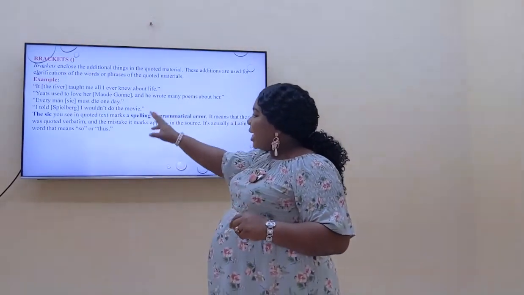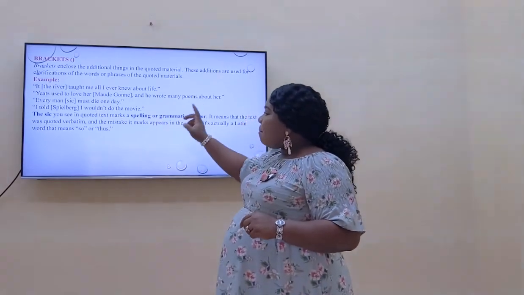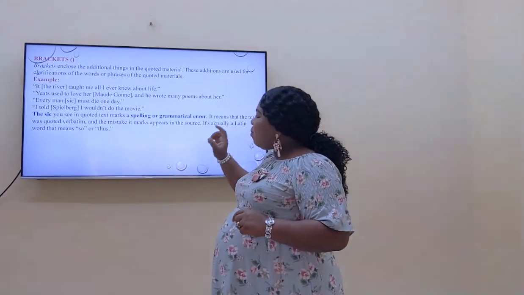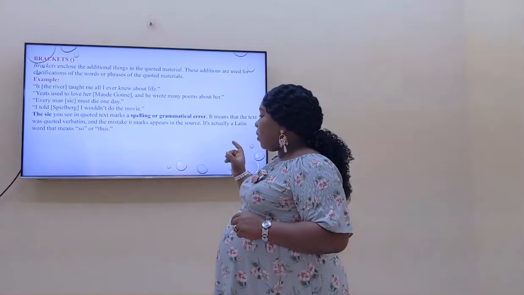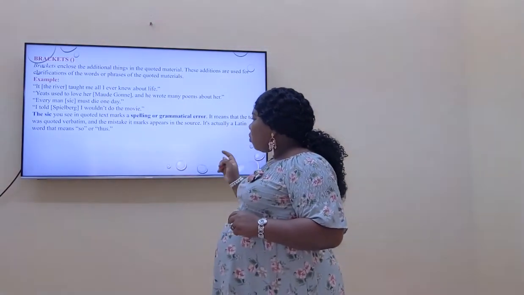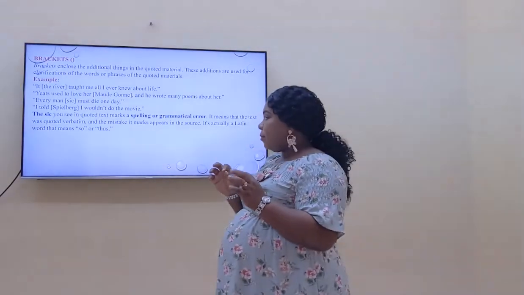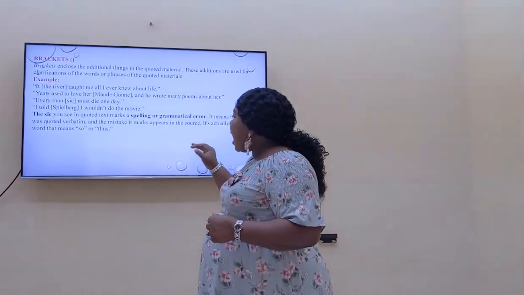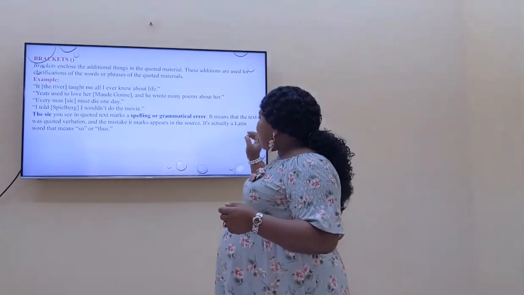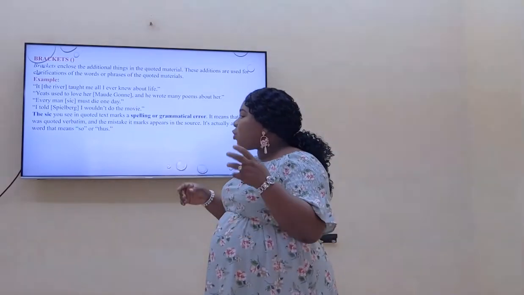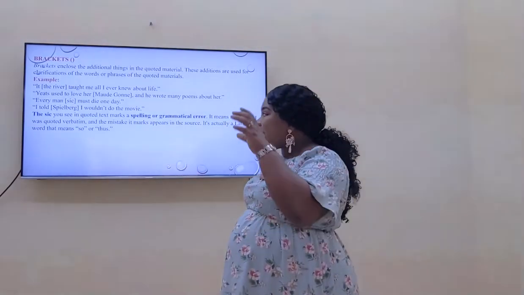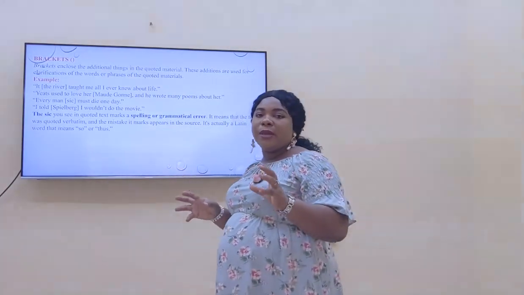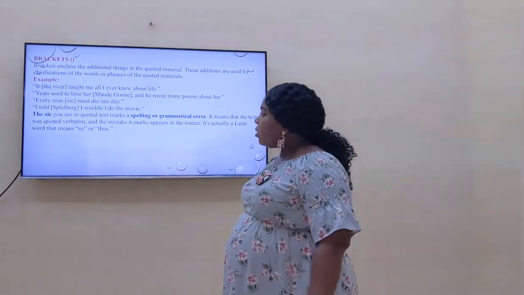Now let's see. The [sic] you see in quoted text marks a spelling or grammatical error. Right? It means that the text was quoted verbatim, exactly. Okay? And the mistake it marks appears in the source. It is actually a Latin word that means so or thus. So if you see sic, it means the person is just copying everything exactly the way it was seen from the source and giving it to you.